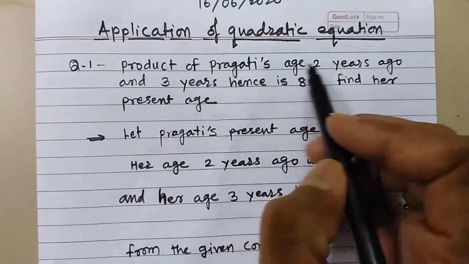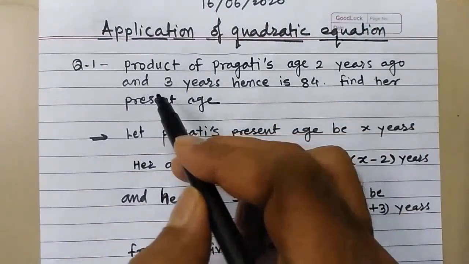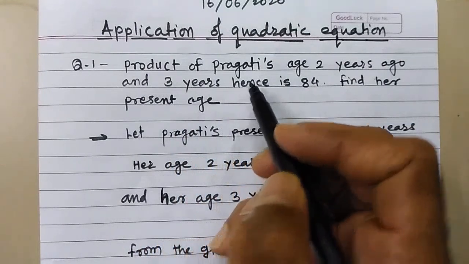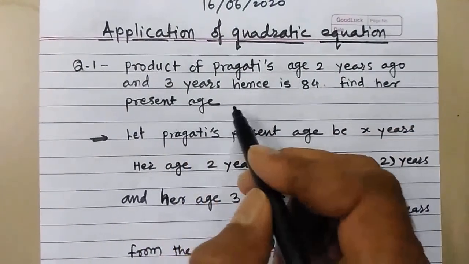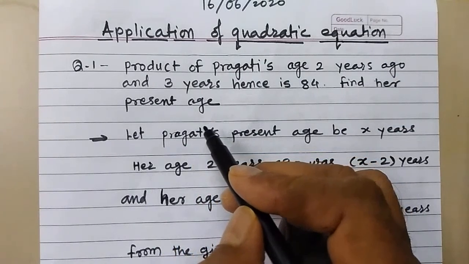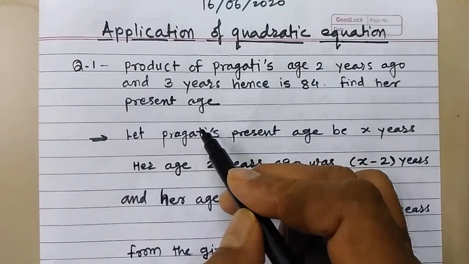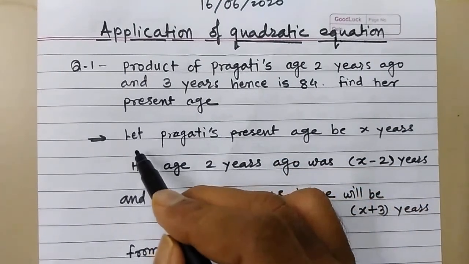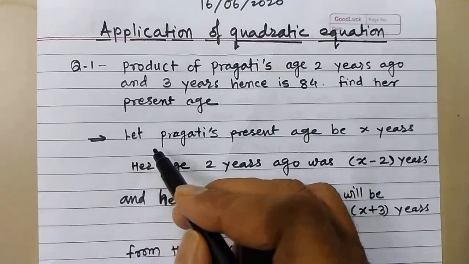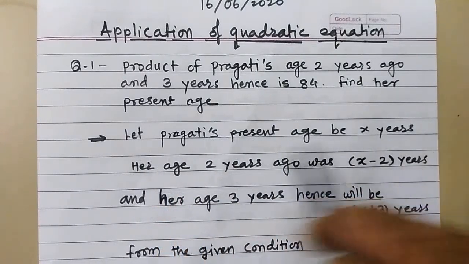Product of Pragati's age 2 years ago and 3 years hence is 84. Find her present age. Pragati's present age is not given here. Now we are considering her present age as x. That's why write down, let Pragati's present age be x years.